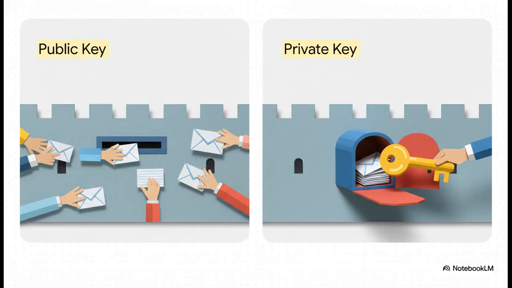So this system gives you two keys that are mathematically linked together. The first is your public key. Think of this as an open mailbox slot. You can shout this key from the rooftops, post it on your website, anyone can have it. They use this key to put messages into your mailbox. But the second key, the private key, that's the one you never, ever, ever share. It's the only key in the world that can open that mailbox and read what's inside.